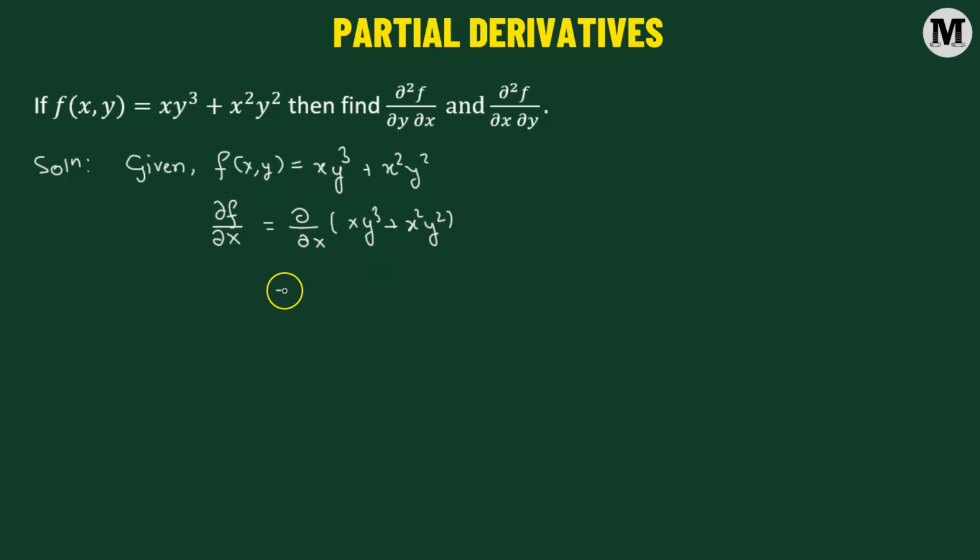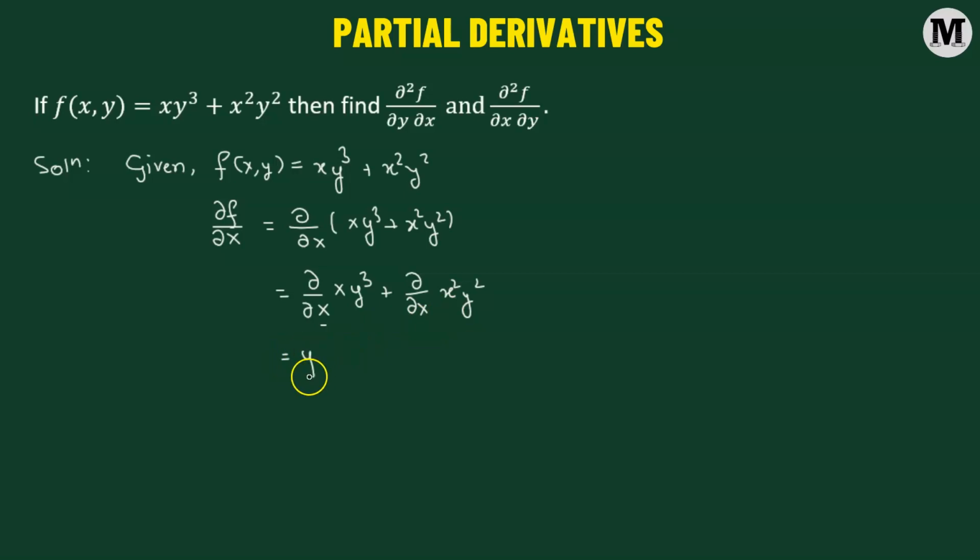We have partial with respect to x of the function xy cubed plus x squared y squared. Now using the laws of derivatives, we can break it down into two partial derivatives. So we have partial with respect to x of xy cubed plus partial with respect to x of x squared y squared. Now whenever we're taking the partial derivative with respect to x, that means only x is the variable here. Everything else will be treated as a constant. So we have another variable y. So y will be treated as a constant. Since y is a constant, y cubed will also be a constant. And for the second term, y squared is also going to be a constant.